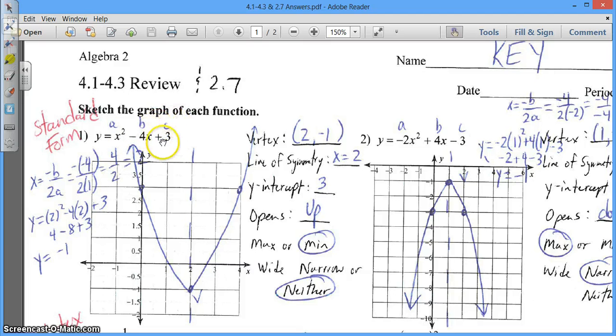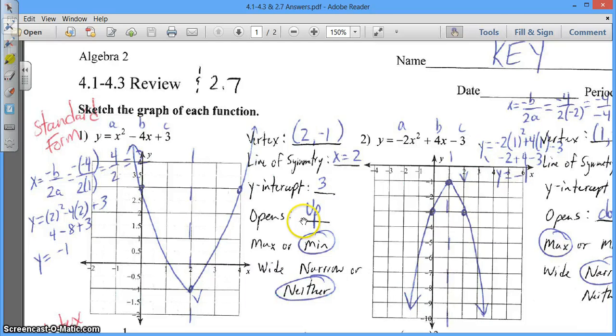The y-intercept is 3. So I went into my y-axis at 3, plotted a point. I'm 2 units from my line of symmetry on the left, so I got to go 2 units to the right. I drew my parabola. My parabola opens up. Since it opens up, my vertex is a minimum point, and a is 1, so it's neither wide nor narrow. So there is standard form.